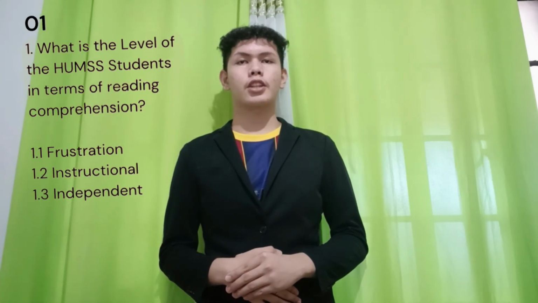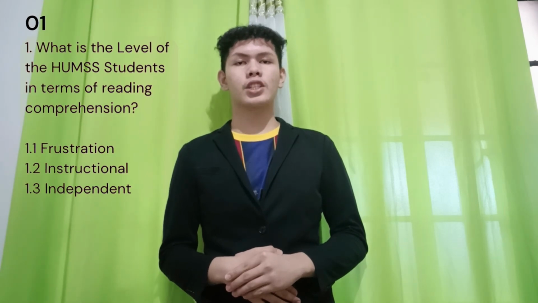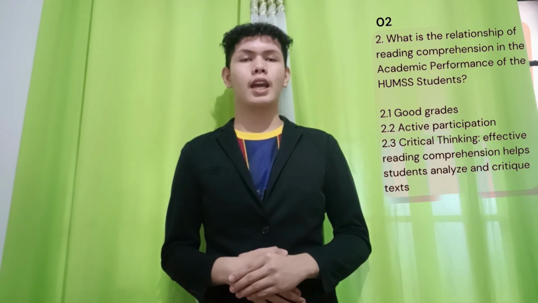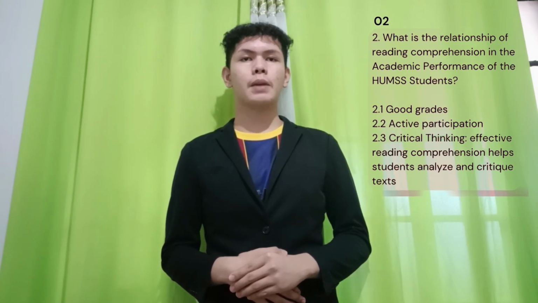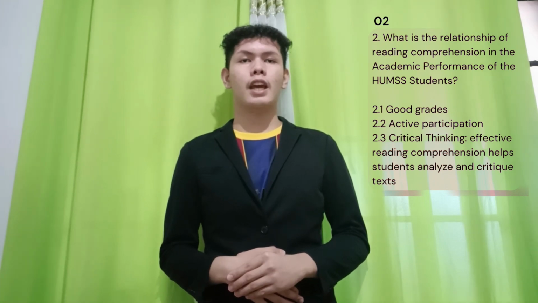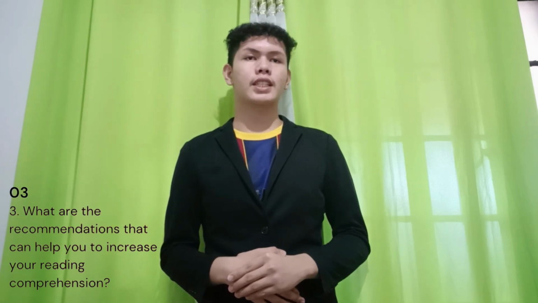instrument in this study. Statement of the problem number 1 is: what is the level of the HUMSS students in terms of reading comprehension? We have frustration, instructional, and independent. Statement of the problem number 2 is: what is the relationship of reading comprehension and the academic performance of the HUMSS students? We have good grades, active participation, critical thinking, which means effective reading comprehension helps students analyze and critique text. Statement of the problem number 3 is: what are the recommendations that can help you to increase your reading comprehension?